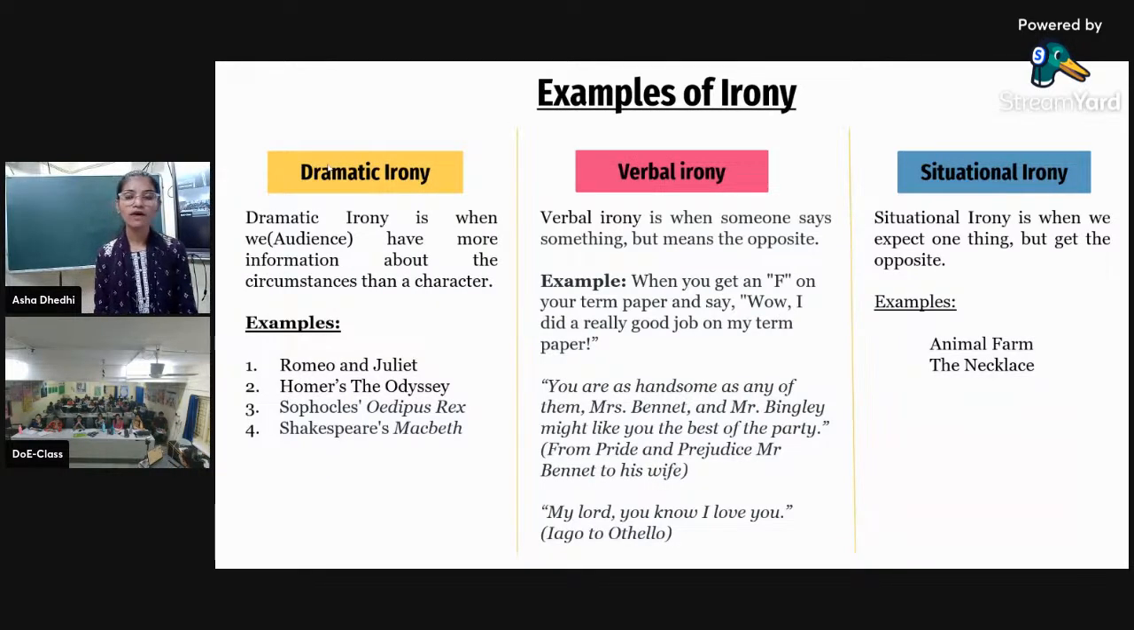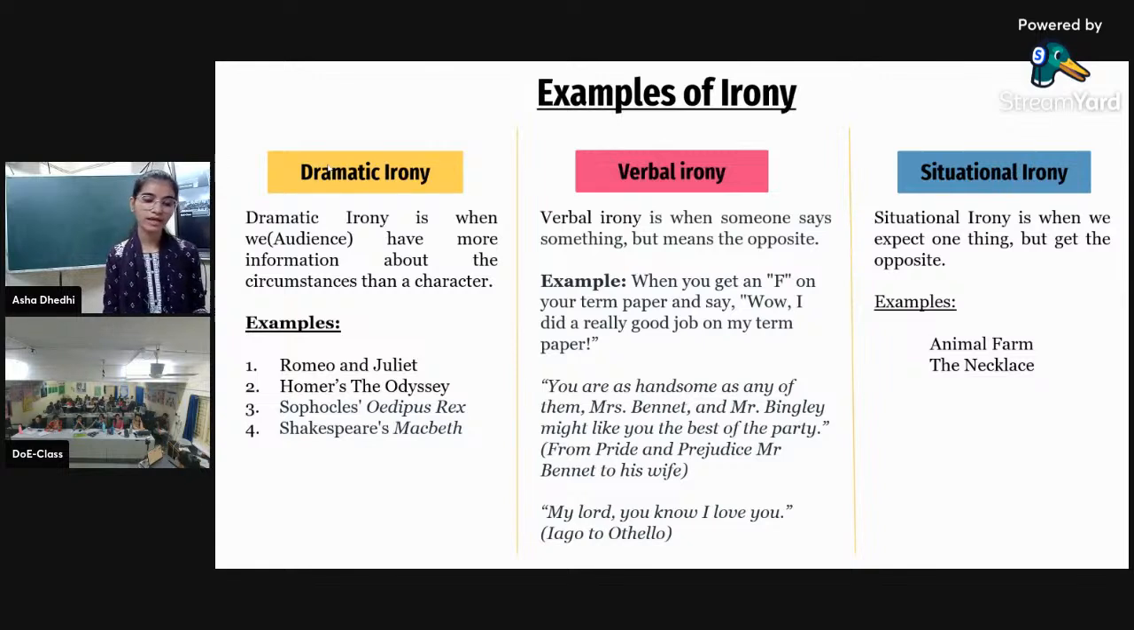Now the examples of irony. First is dramatic irony, right? Dramatic irony generally happens within a drama. What happens in dramatic irony is that as a reader or as an audience, we might know about that situation, but the person who is experiencing that thing is not aware of it. So it will create dramatic irony for the audience or for the reader.